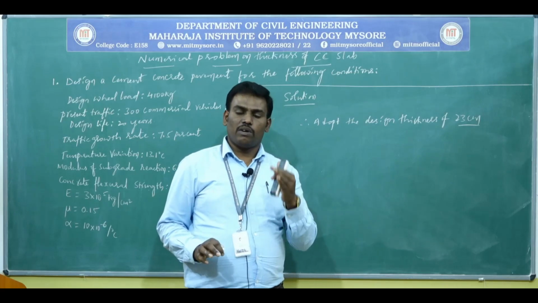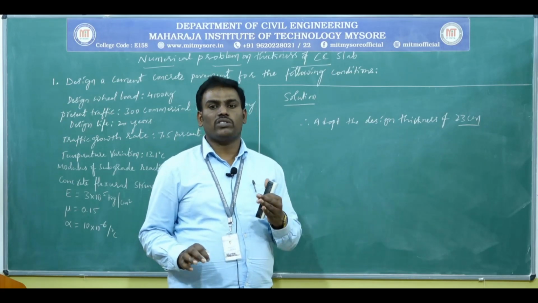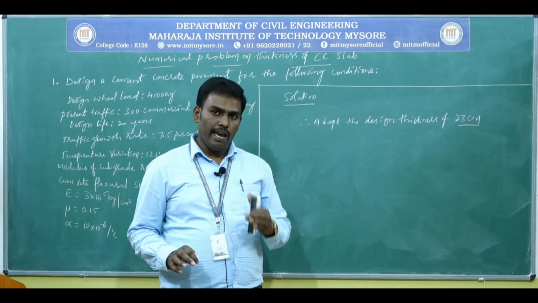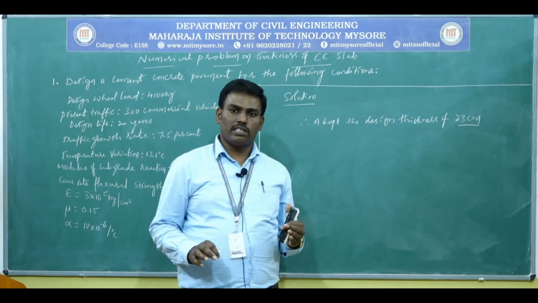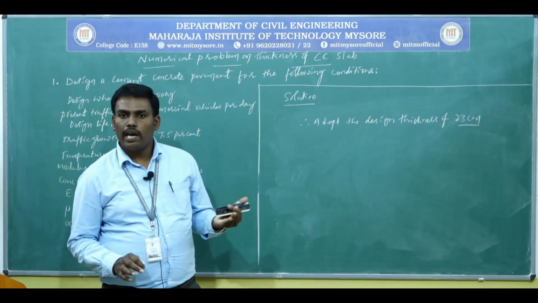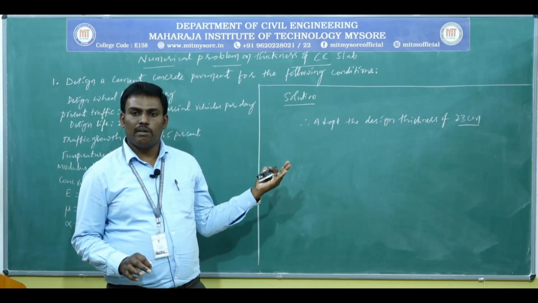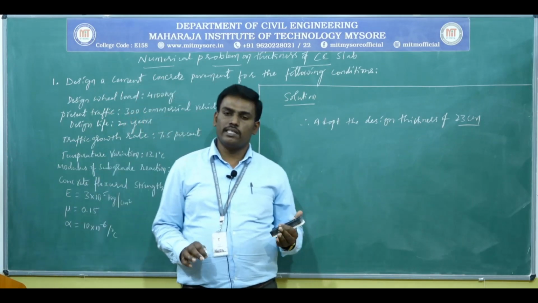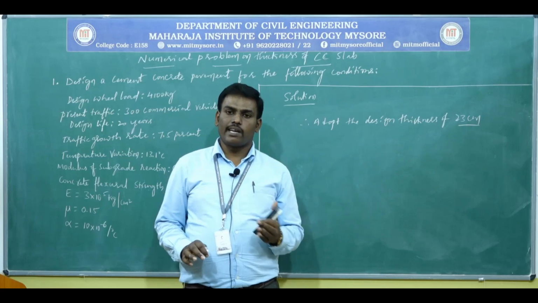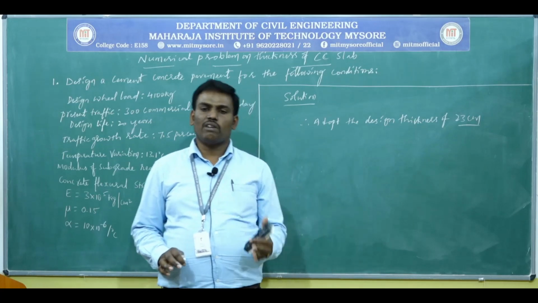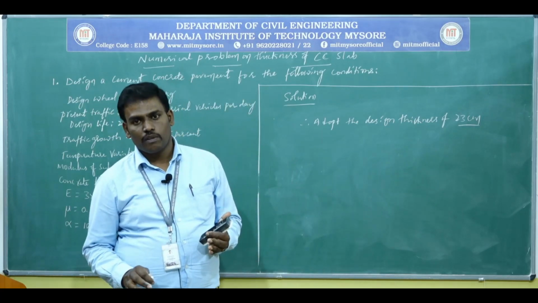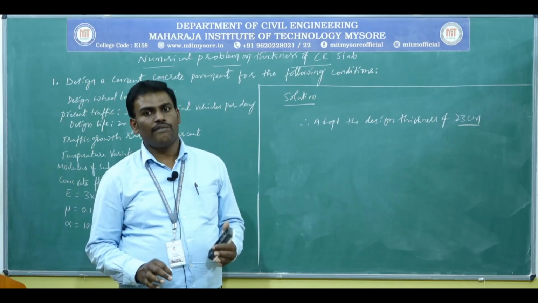Check whether your corner load stress is less than the flexural strength of concrete. If it is less than the flexural strength of concrete, then the selected thickness of 23 centimeter is also safe for your corner load stress. Once the check for corner load stress is over, you need to check for the correction factor for the design traffic.